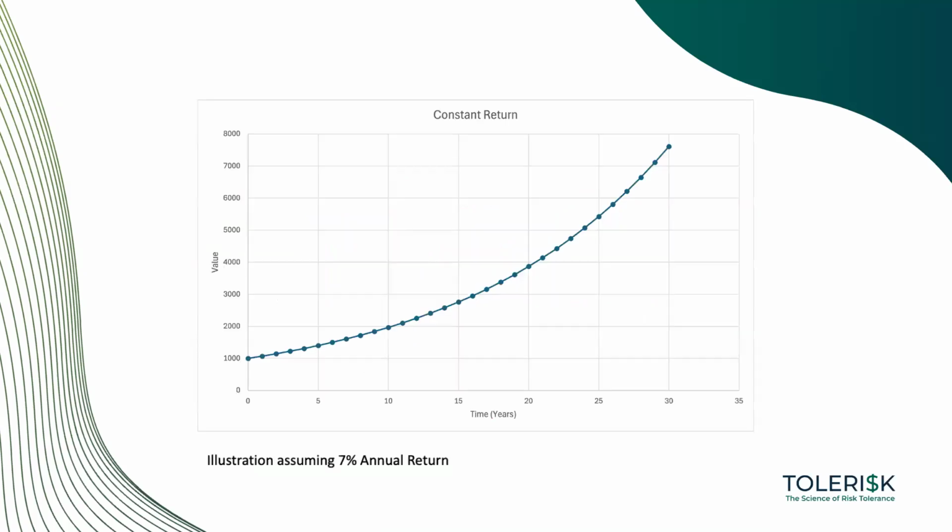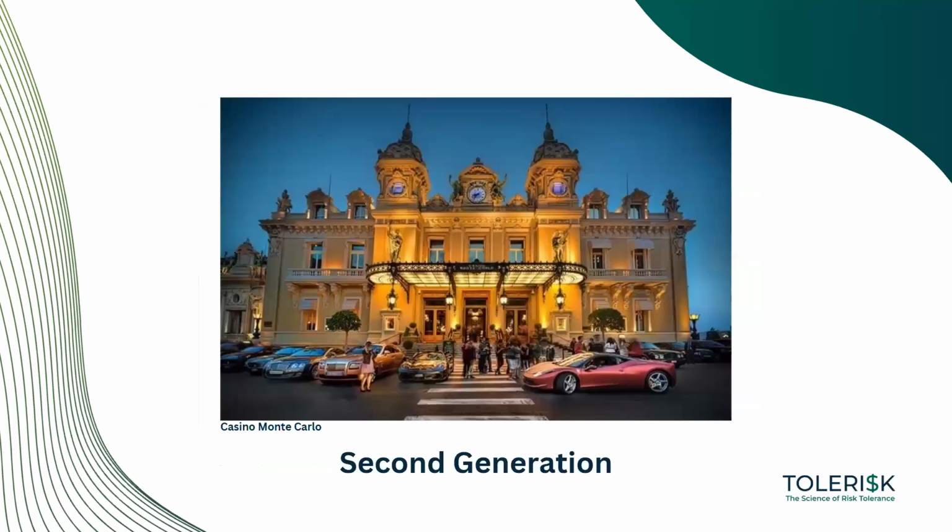Okay, so that was my very simple illustration of a static compounded rate of return over time. Not that important. This was my photo illustration from Monte Carlo, in Europe, the casino and all the fancy cars. Again, not really that important.